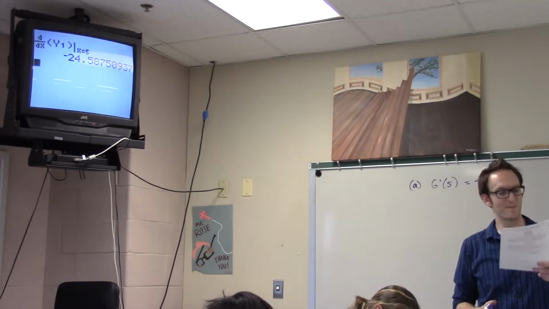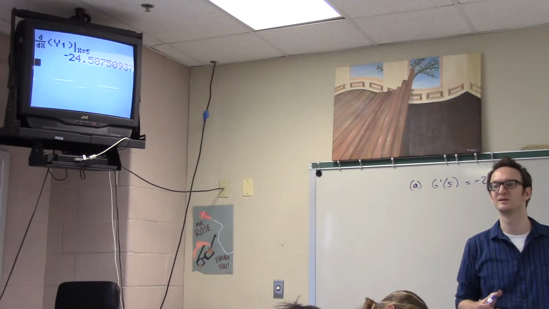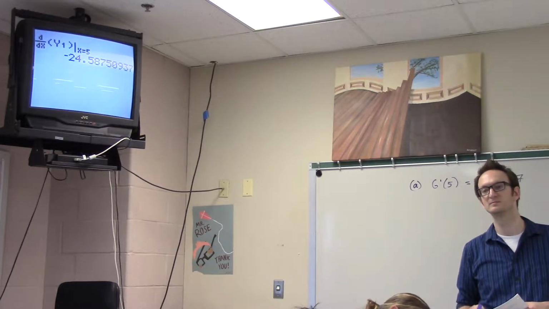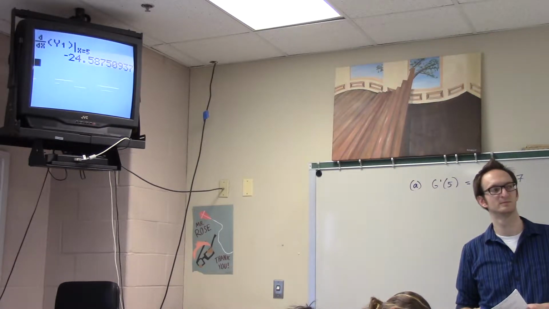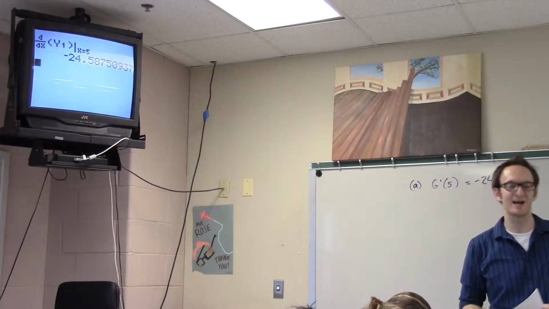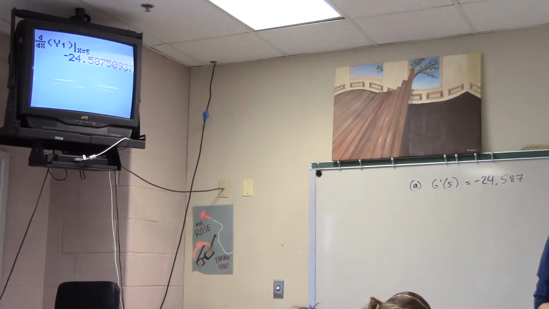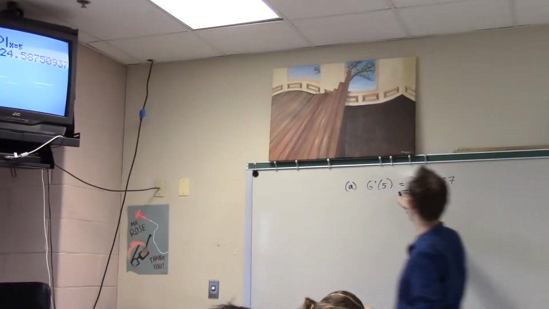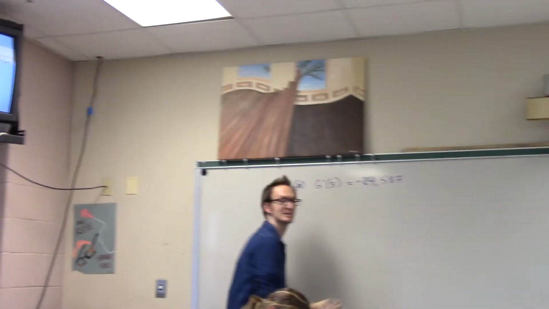Explain, okay, what is the meaning of G prime of 5? It's how quickly the rate at which the gravel is coming in is changing. Yeah, it's kind of awkward to say a little bit, right? It's the rate of change of the rate at which the gravel is arriving, right? So G prime of 5 is -24.587. We can turn this into a sentence.